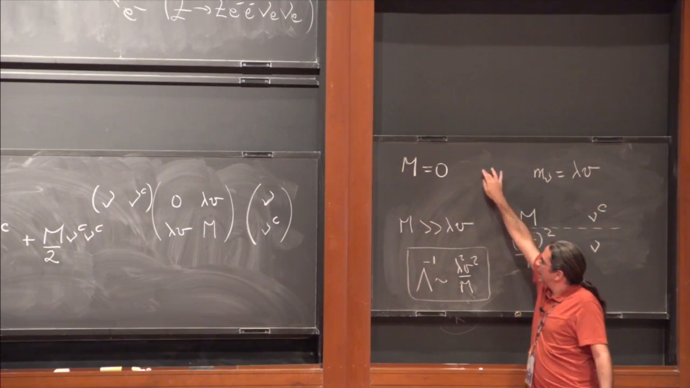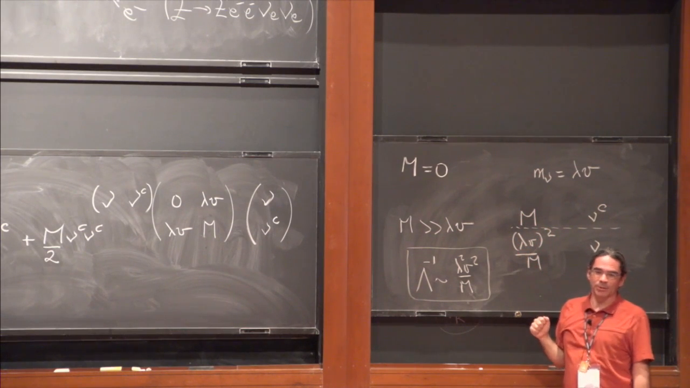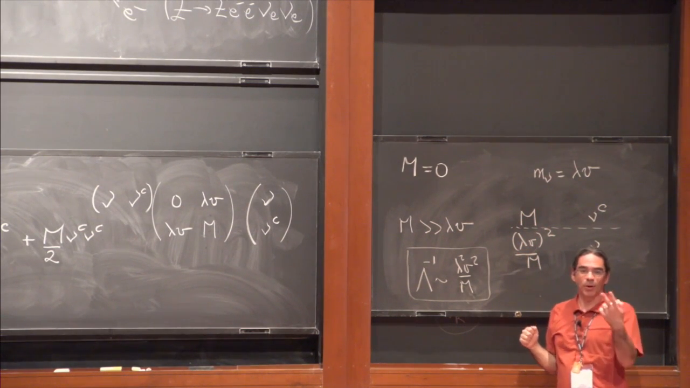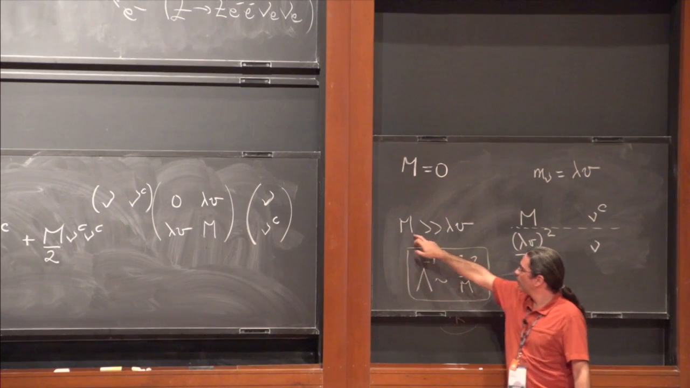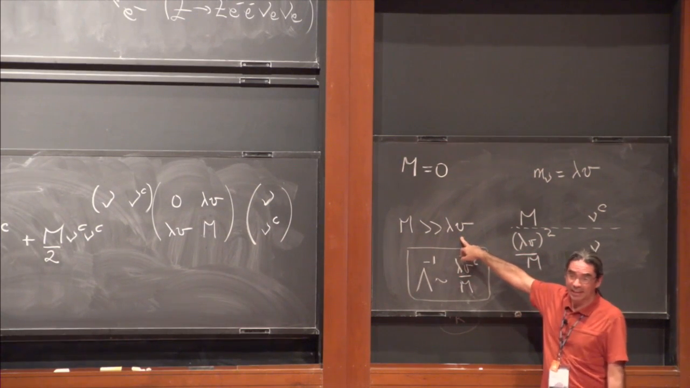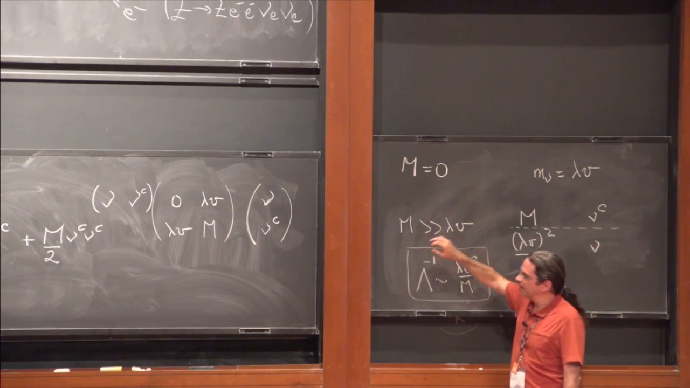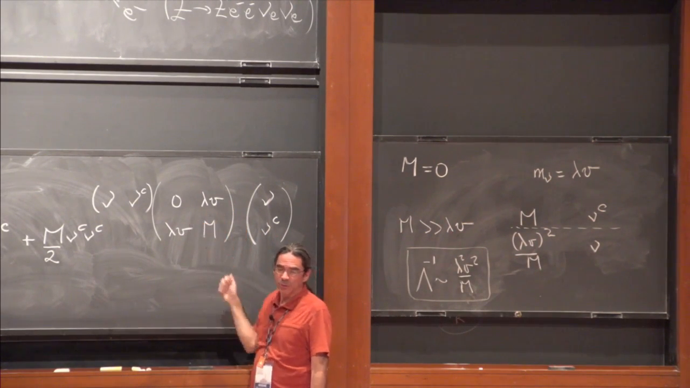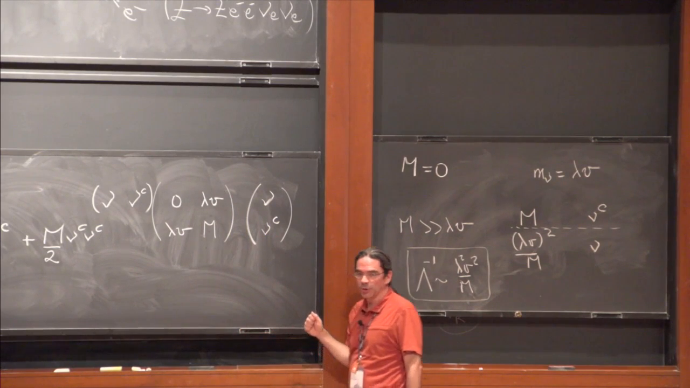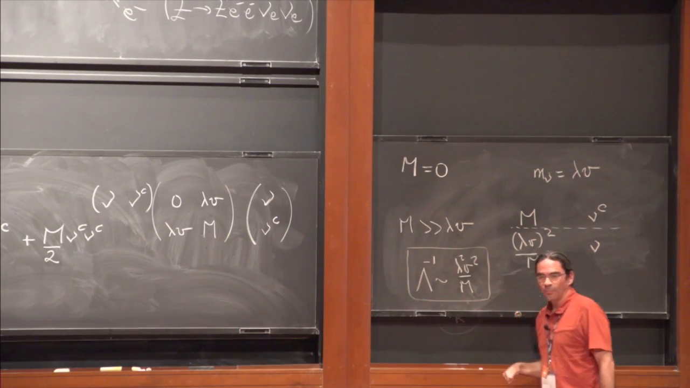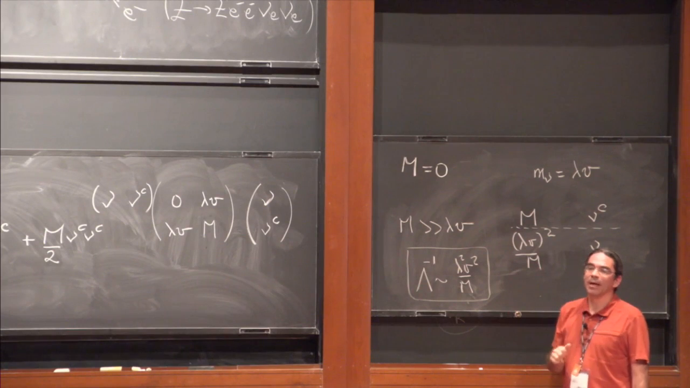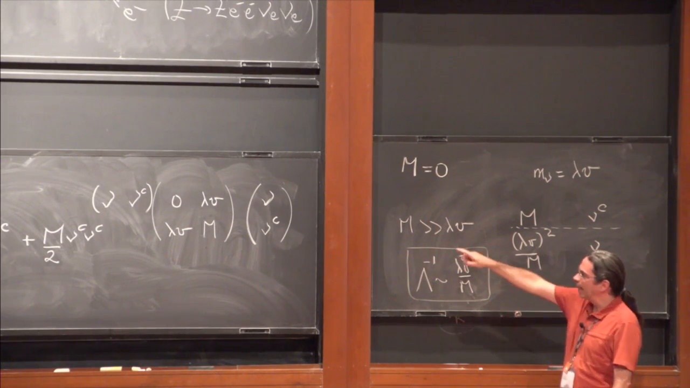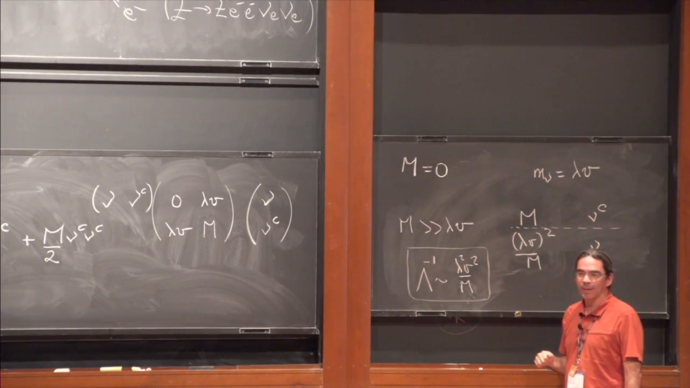Now, this is 2 out of 4 possible hypotheses that I could have come up with. There are 2 more. One is that m could have been a lot smaller than lambda v. This is a funny scenario where this matrix is almost completely off diagonal. That's what's called a regime where the neutrinos are a pseudo-Dirac fermion. And that's completely allowed by the data. You need lambda to be very small. It's still 10 to the minus 12, but you can't rule that hypothesis out.